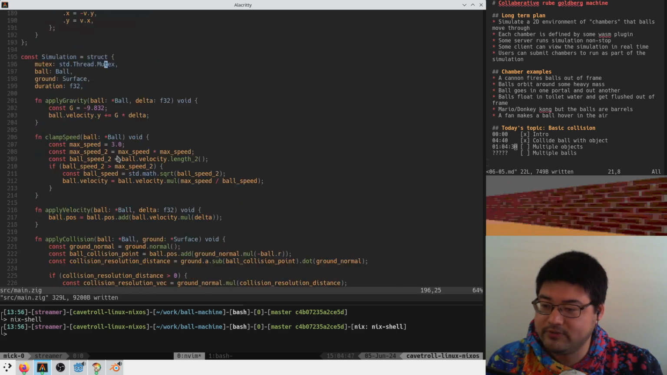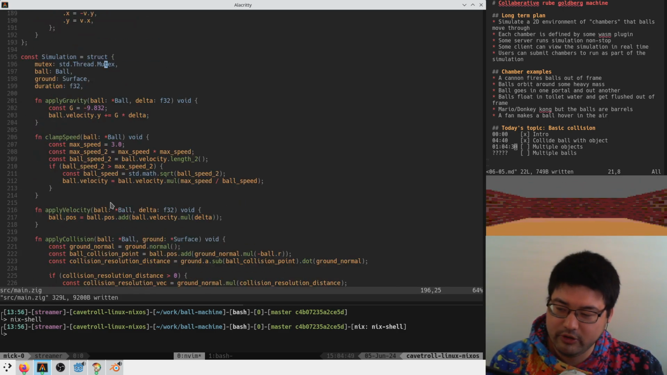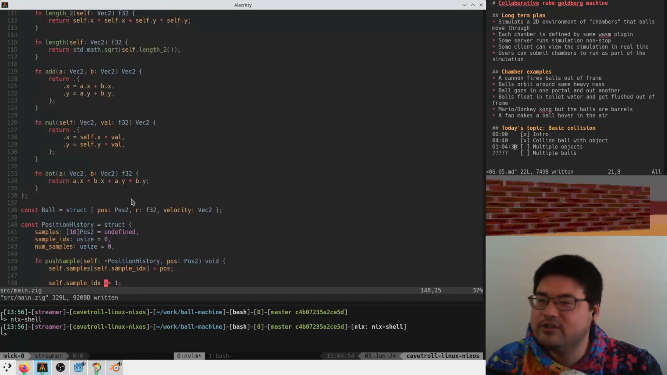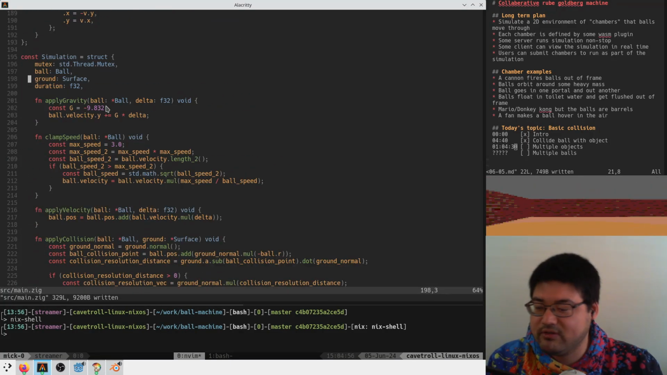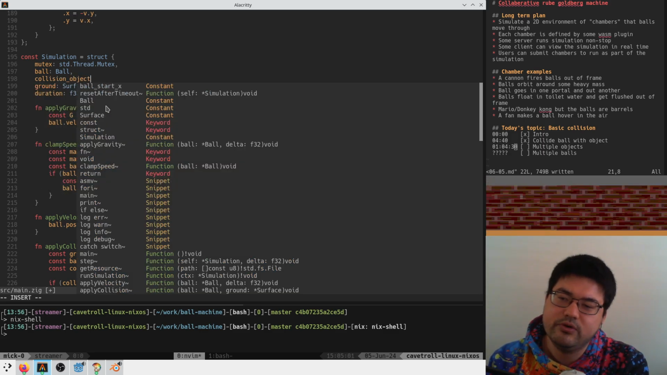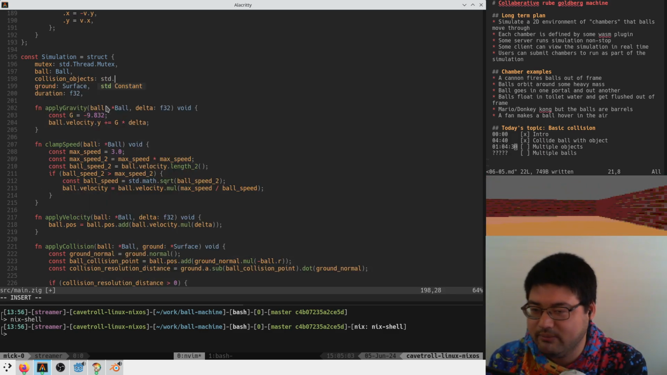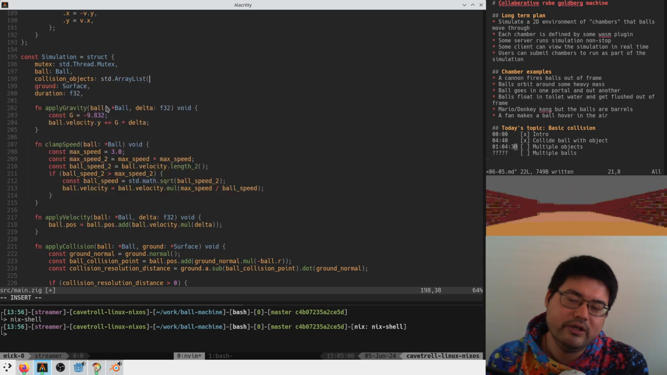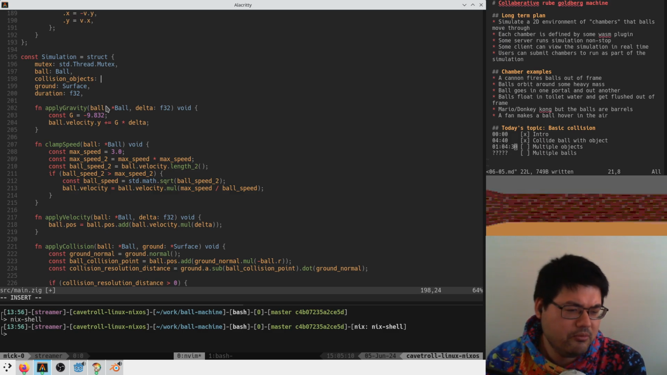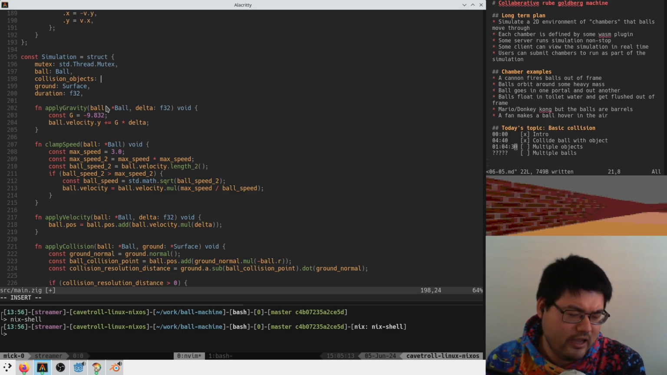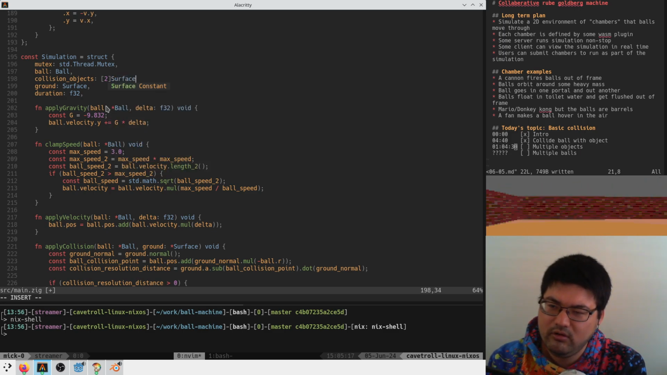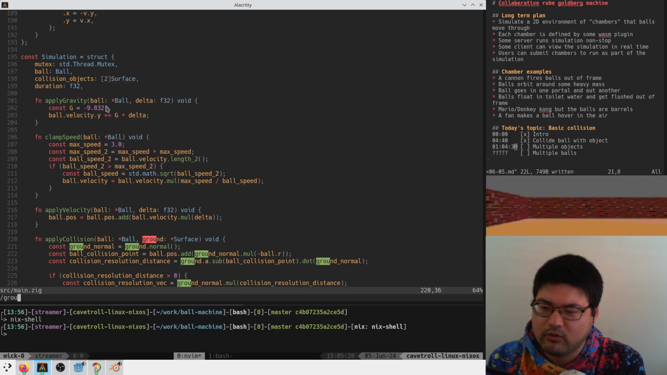Unless we do client-side interpolation, there will be literally zero visual difference. That's what I assumed. Okay, so for our simulation, maybe instead of having the ground, we'll just have collision objects, which is going to be some sort of list. For now we have no way of adding and removing objects, so just having it be compile time is fine. And then wherever we had ground used before.